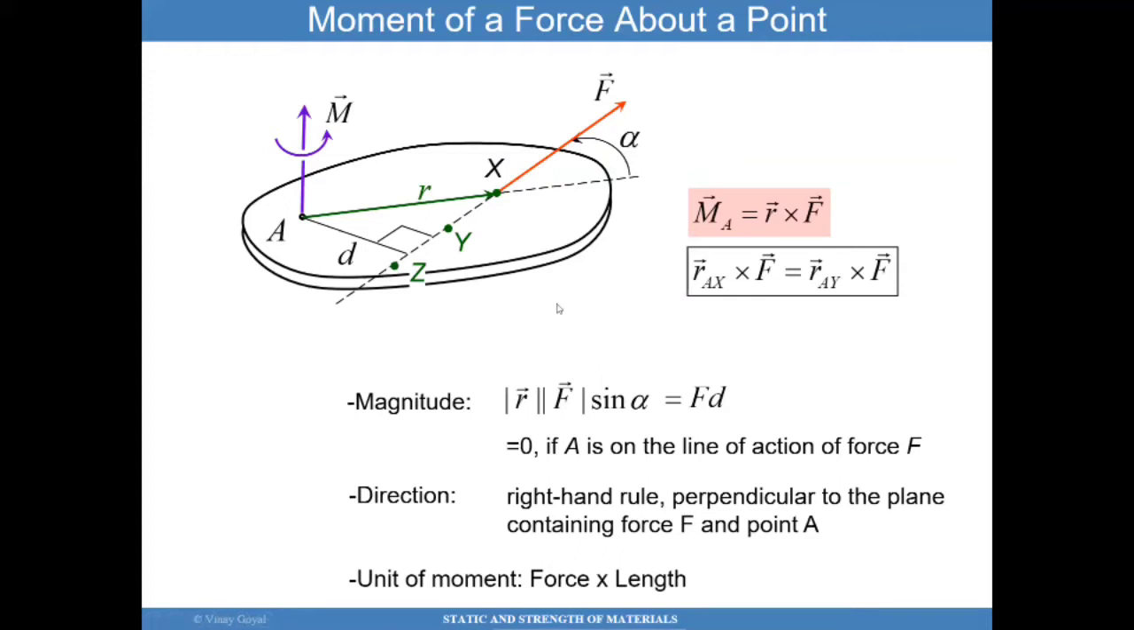So in essence, it doesn't matter how you calculate that position vector, as long as that position vector ends at the line of action of force F, then if you take the cross product of that position vector with F, you will get the moment calculation correctly.